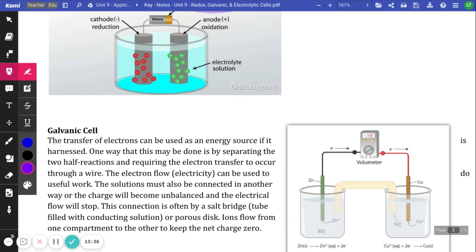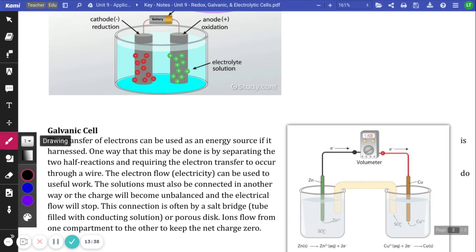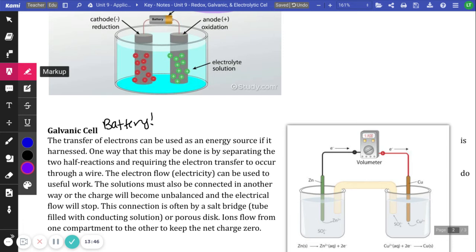So in a galvanic cell, and another word for a galvanic cell is just a battery. So this is what's happening in your batteries. But in a galvanic cell, the transfer of electrons can actually be used as an energy source if it's harnessed. What we're going to do is separate the 2 half reactions and require our electron transfer to occur through a wire. So then our electron flow, which remember, electricity is just flow of electrons, can be used to do other useful work.